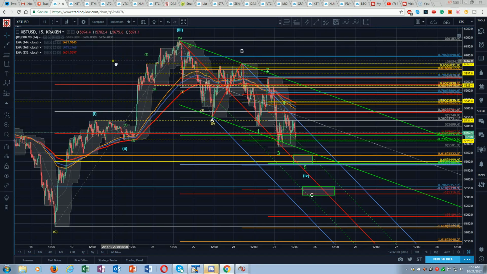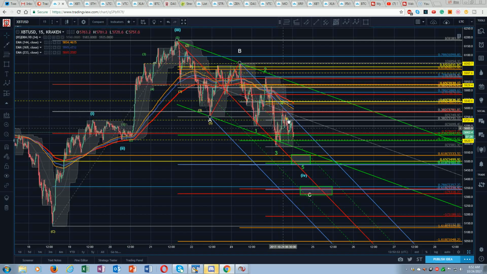My best guess is that we've got one more leg down here to complete this 5-wave structure. We may break this channel, so if I take that off, that gives us our targets down here. Other fibs that we'd want to consider are the alternate.